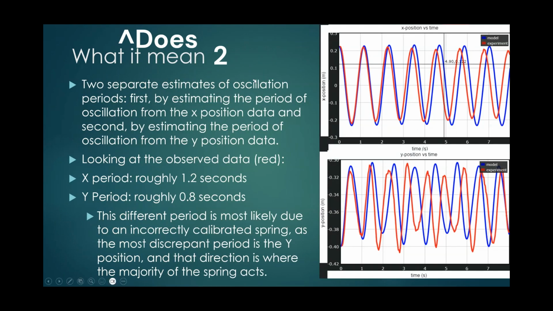For what does it mean, part two: we provide two separate estimates of oscillation periods, which is just the time to complete a full oscillation, from the x position and the y position. When we look at the experimental data, we can see that the x period is roughly about 1.2 seconds, and our y period is roughly about 0.8 to 1. It fluctuates depending on the position on the graph. This discrepancy is most likely due to an incorrectly calibrated spring, as the most discrepant period is the y period, and that is the direction where the majority of the spring force will be acting in the experiment.